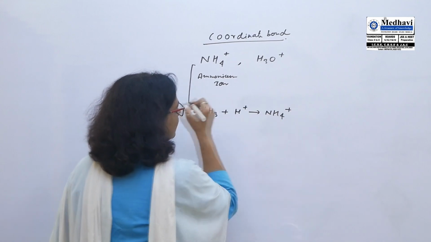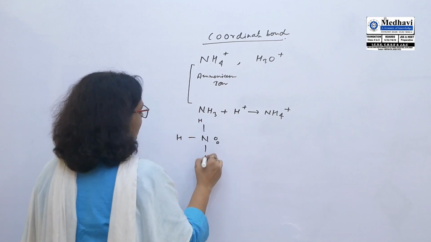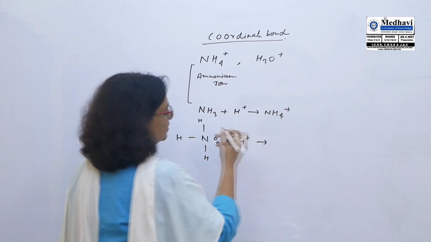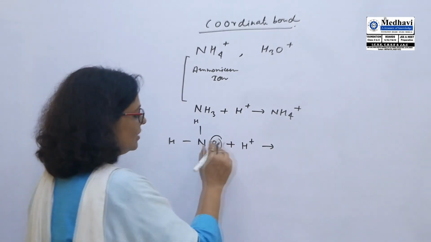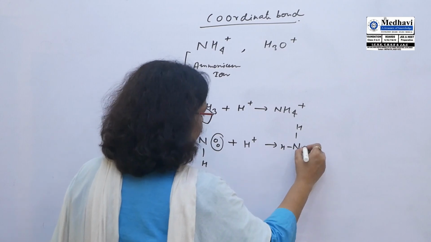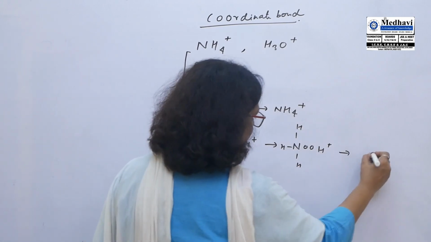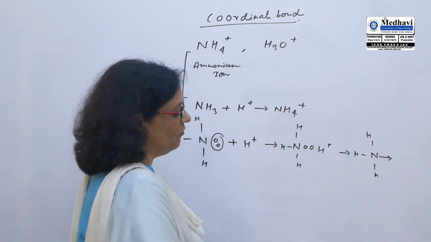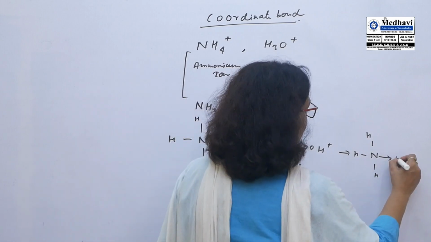If we draw the structure of ammonia, we find that ammonia has 3 hydrogen, 3 bond pairs between nitrogen and hydrogen, and 1 lone pair. This combines with H plus. H plus is a proton because it has no electron. So this lone pair is going to be shared between nitrogen and hydrogen. We can write it like this. For a coordinate bond, we use an arrow, and the head of the arrow tells which atom is contributing the electrons and which has taken them.